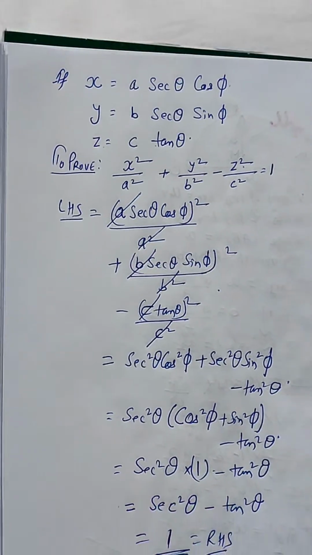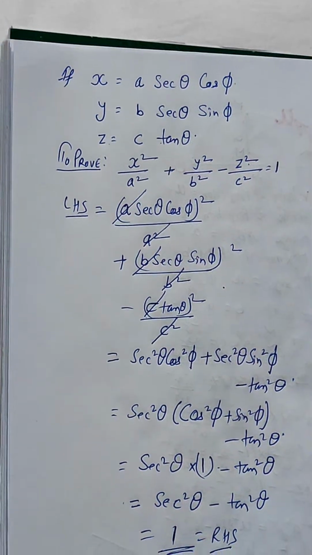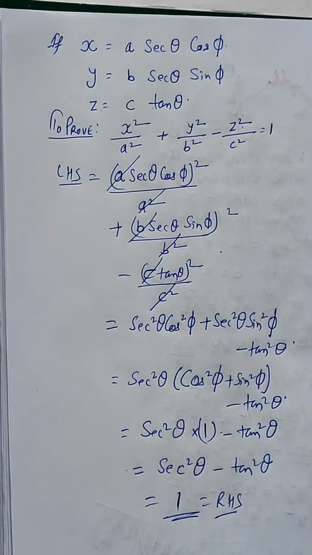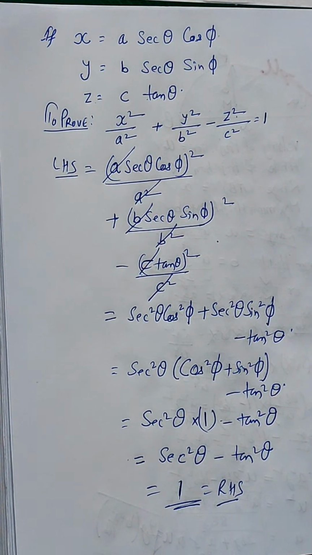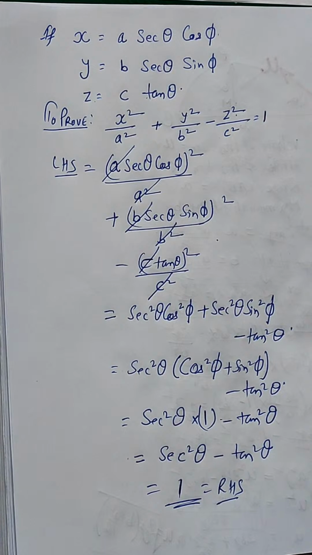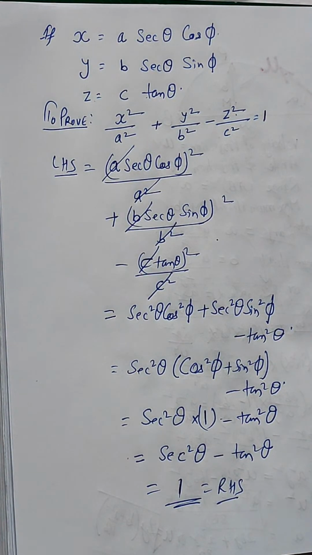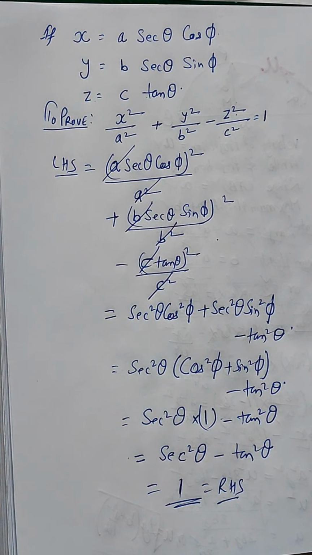Today what we'll do is these questions which I explained in my previous shorts, the shorts which I have just explained to you in the last 2 days. So this is a question where some trigonometric relations are given, where the values of x, y, and z are given, and we need to prove that x square by a square plus y square by b square minus z square by c square equals 1. Right?